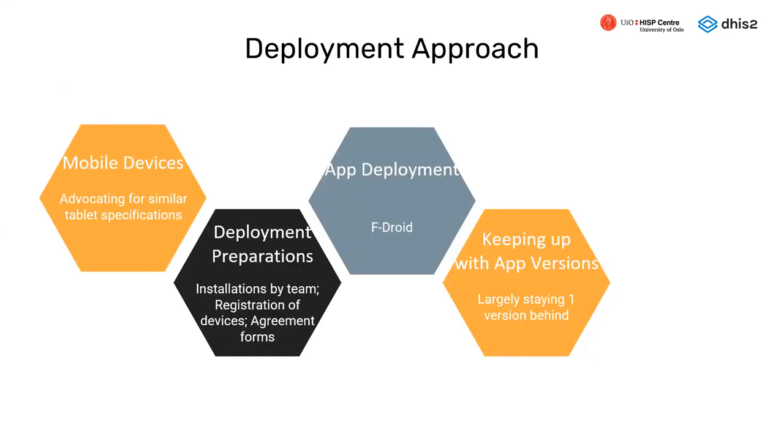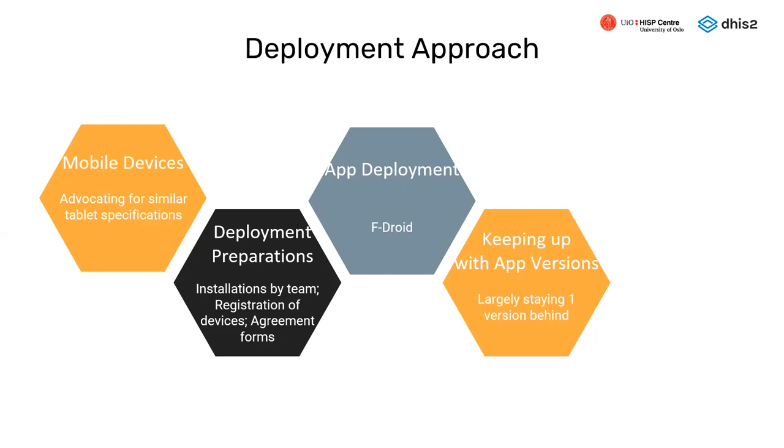In terms of the deployment approach, we've mainly tried to advocate for similar devices so that we're able to manage things better. In prepping for the deployments, usually we have various teams coming together to do the installations as well as register the devices. And then there are also agreement forms that are given to the community health workers regarding how they should manage these devices. For app deployment, we're using FDroid for the versioning and pushing to the users.